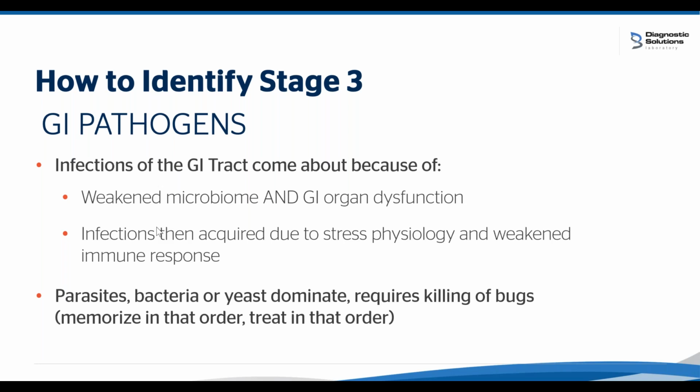Not a big surprise that they would eventually become what I call a stage 3. Now they have serious problems, right? Now they have GI pathogens. So the infections of the GI tract are coming about because of the weakened microbiome and the organ dysfunction. But if they're there, you may need to deal with them. Once these infections are acquired, oftentimes we have to address them directly, and that could be parasites, bacteria, or yeast.